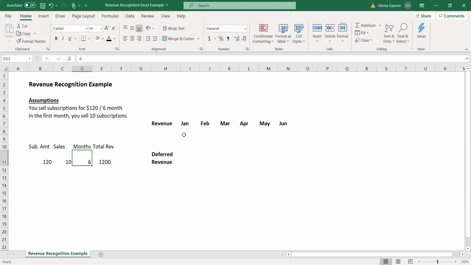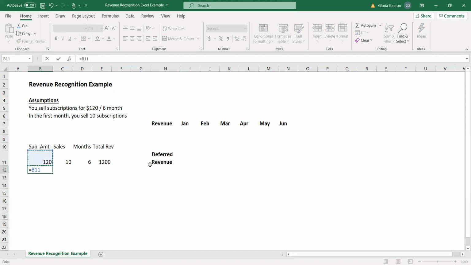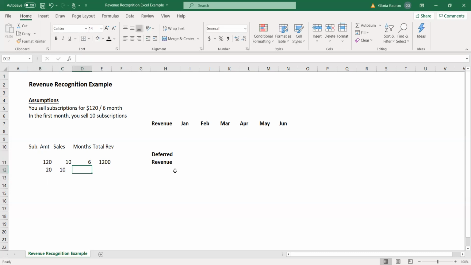So how do I figure out what my monthly revenue will be? Well, I'm going to take my $120 and divide that by the duration of the subscription, which is 6 months. I know that I have 10 sales each month. So I'm going to take that $20 and multiply it by the 10 subscriptions. So for each month, I can recognize $200, right? Because the total is 120, but I can only recognize 1 month's worth of that.